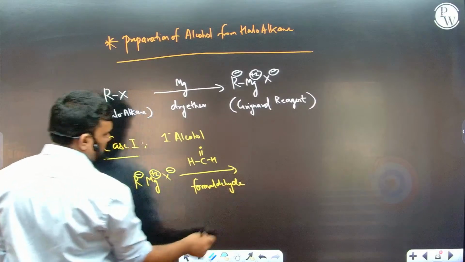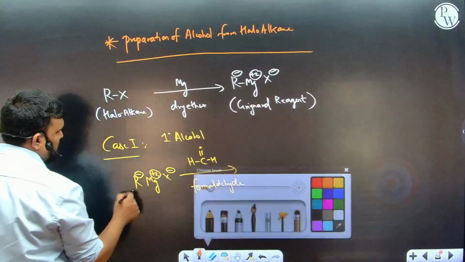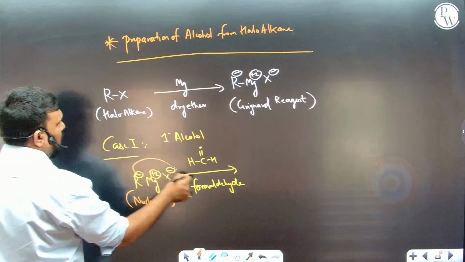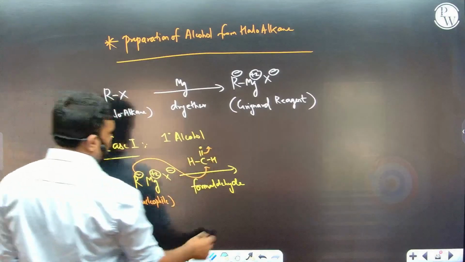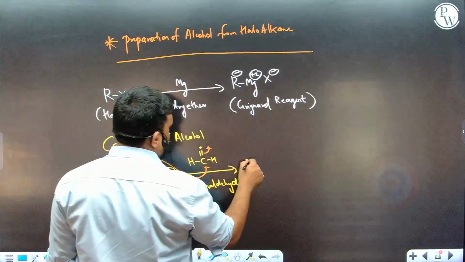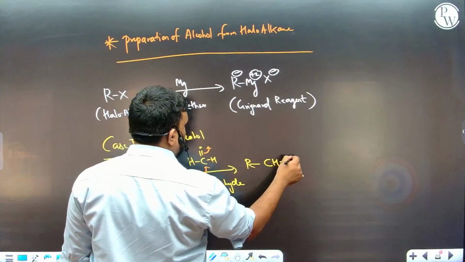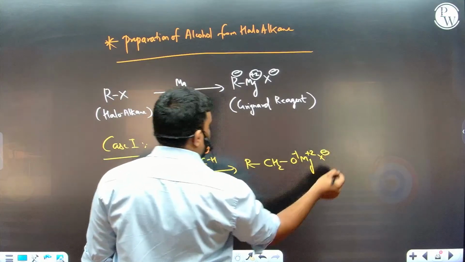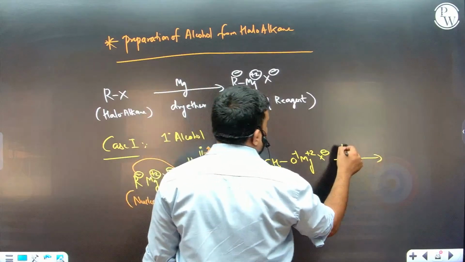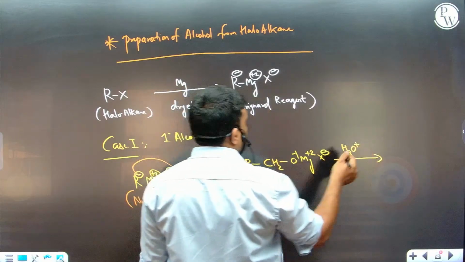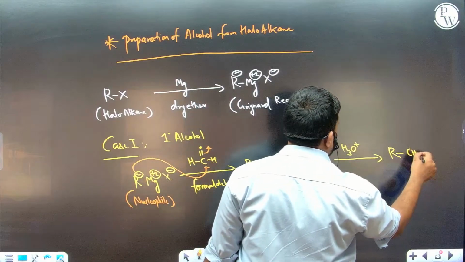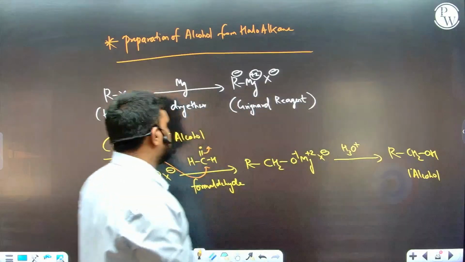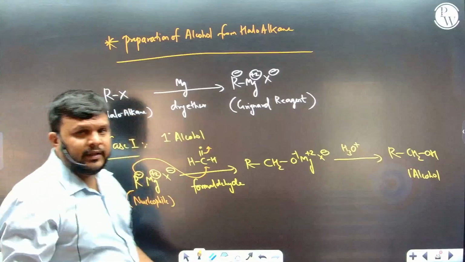What will happen? This R-Mg+2X- has a nucleophile. It will attack as a nucleophile on this C double bond position, and you will get RCH2O-Mg+2X-. After that we have acidic hydrolysis, H3O+, which will provide H+ over here, giving RCH2OH. So we are getting 1 degree alcohol, as you can see. This was the preparation of 1 degree alcohol.